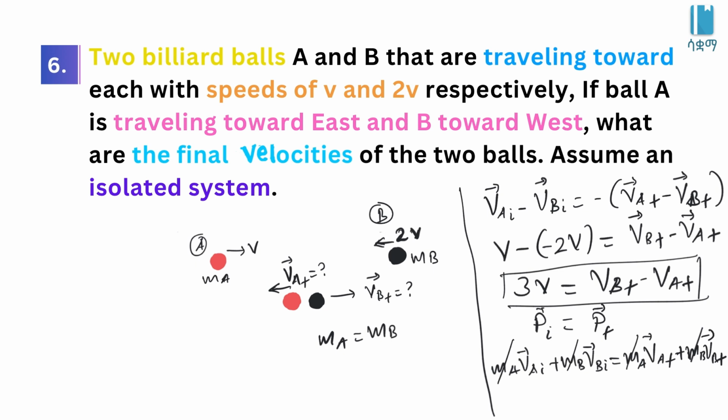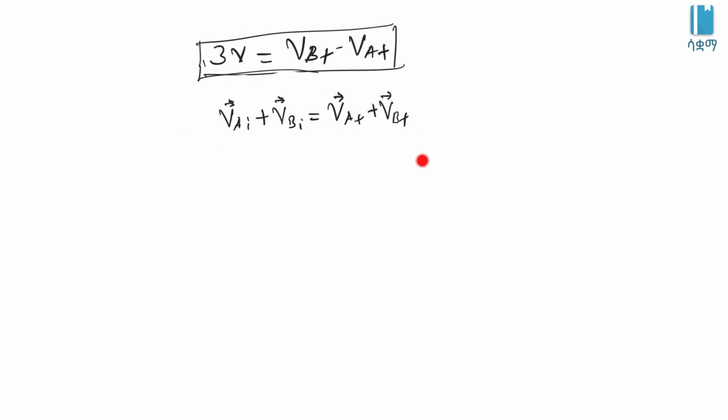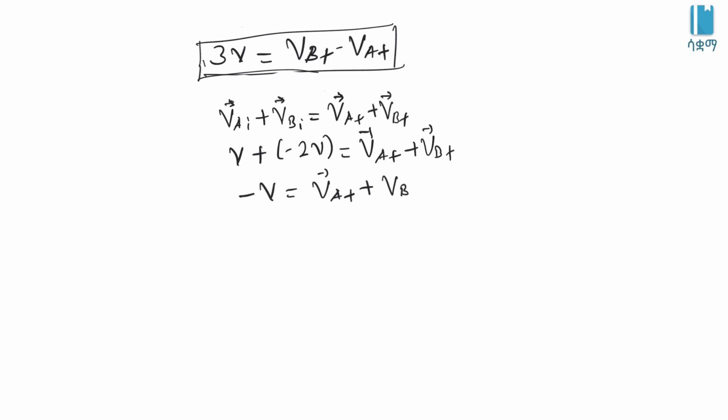So what remains is VA initial plus VB initial equals VA final plus VB final. VA initial is toward the east, so positive V, plus the velocity of B, which was toward the west, so negative 2V, equals VA final plus VB final. So V minus 2V, which is minus V, equals VA final plus VB final. Now we have two equations.